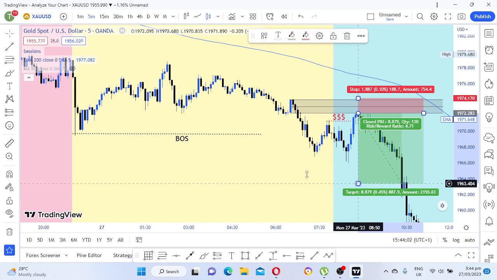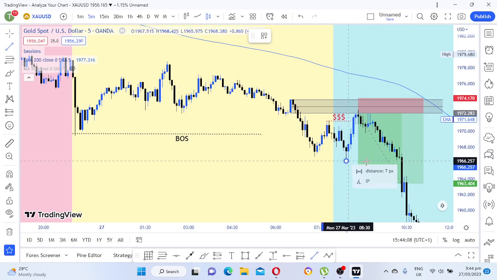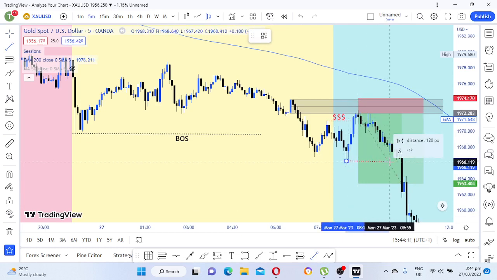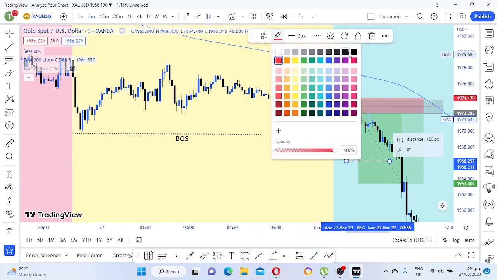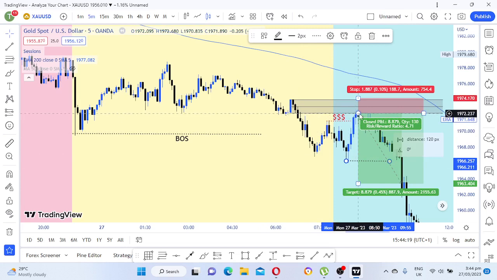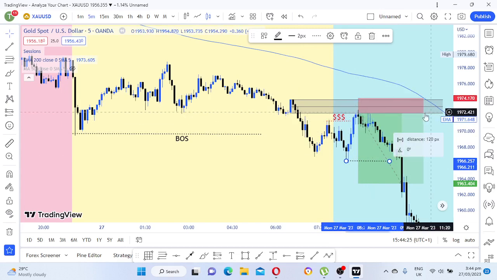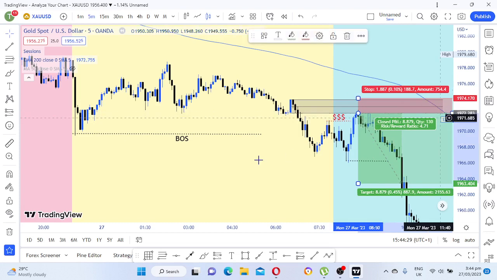Yeah, this was 1.4, because I was targeting this low. I knew this low would go. It's where I put my TP. My entry was just here. When I knew that liquidity had been taken, that is where I entered. That was my first entry.